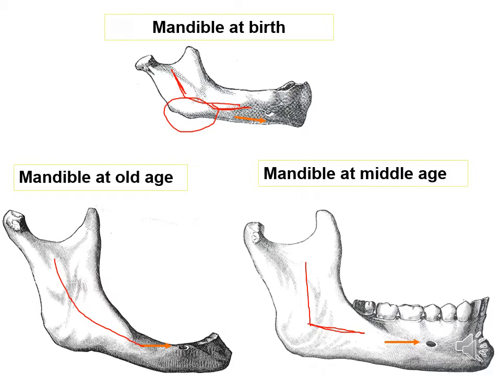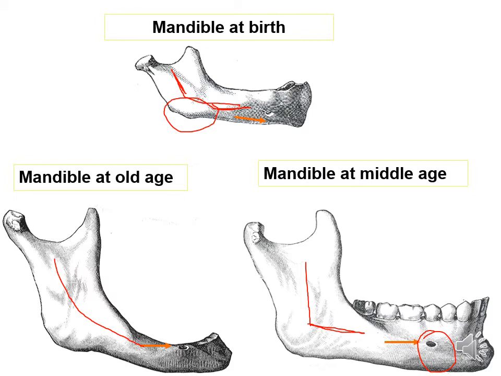There is another point that I can depend on, and it's the most important to identify age, which is the mental foramen. The mental foramen is an opening present in the body of the mandible that nerves emerge from. At birth, it's closer to the lower edge of the mandible. In middle age, it's midway between the upper edge and the lower edge. And in old age, it's almost closer to the upper edge.